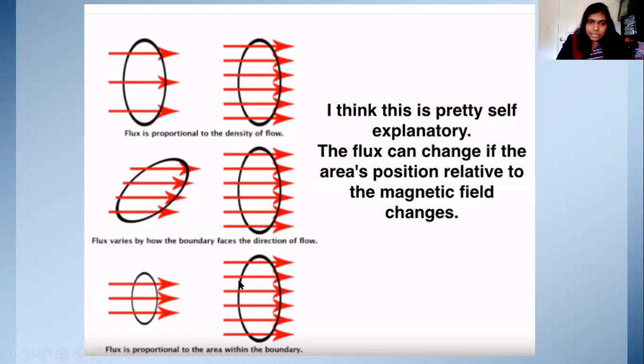And over here in the third row of pictures, you see there's a small area covered by the loop, but this one is a larger area. So the second picture on the right can grab more magnetic field lines. So there is high magnetic flux going through this loop. We say magnetic flux density is higher in this picture. So among all these pictures, the ones on the right side have a high magnetic flux density going through the loop. So the flux can change if the position of the area relative to the magnetic field changes, and also if the size of the area changes. That means the angle and the size of the area that you're considering.